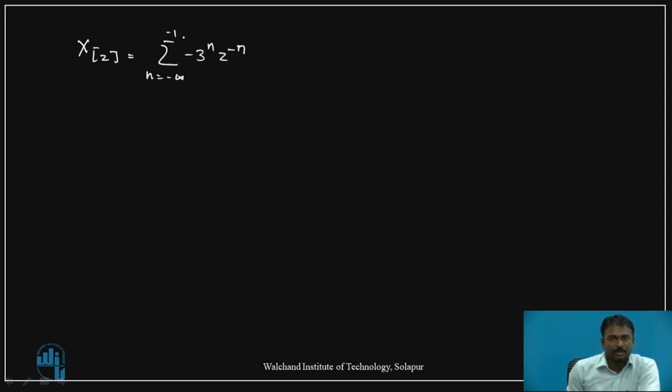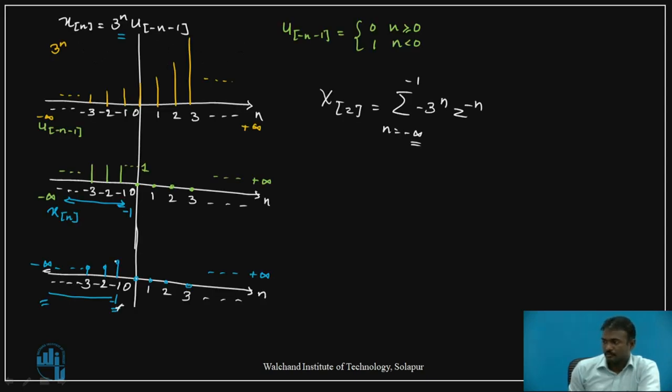So in the graphical representation, we have understood why the limits of the summation are written as n equal to minus infinity to minus 1, because the product of 3 to the power n and u of minus n minus 1 exists only on the left side, and it exists from n equal to minus infinity to minus 1, as shown in this figure, in this third graph.